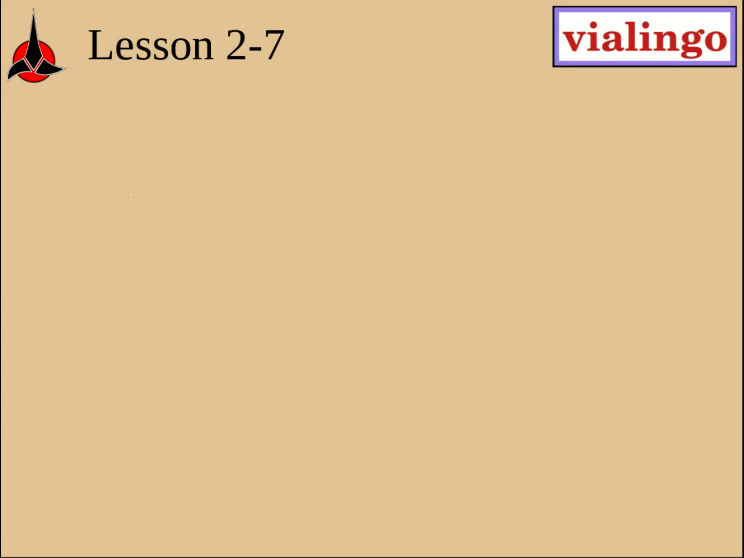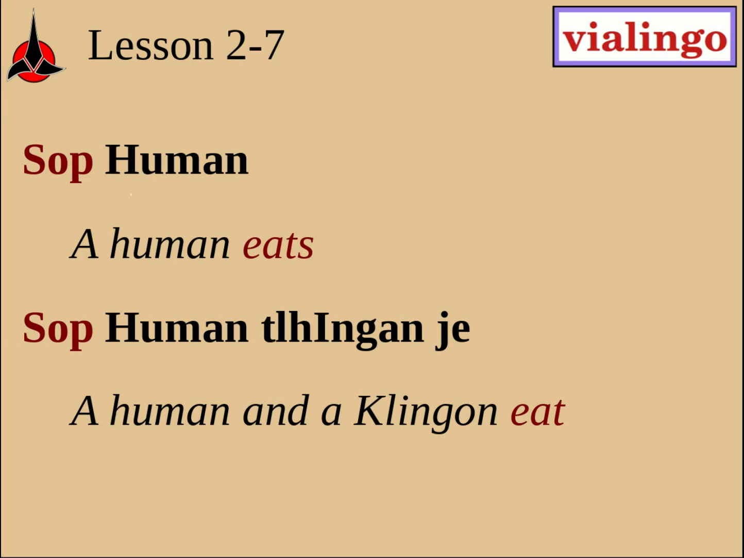You have to be careful when two people are doing something together. A human eats. A human and a Klingon eat. In the first sentence you are literally saying eats a human, but in the second you are saying eat a human and a Klingon, or quite literally eat a human, a Klingon, and.